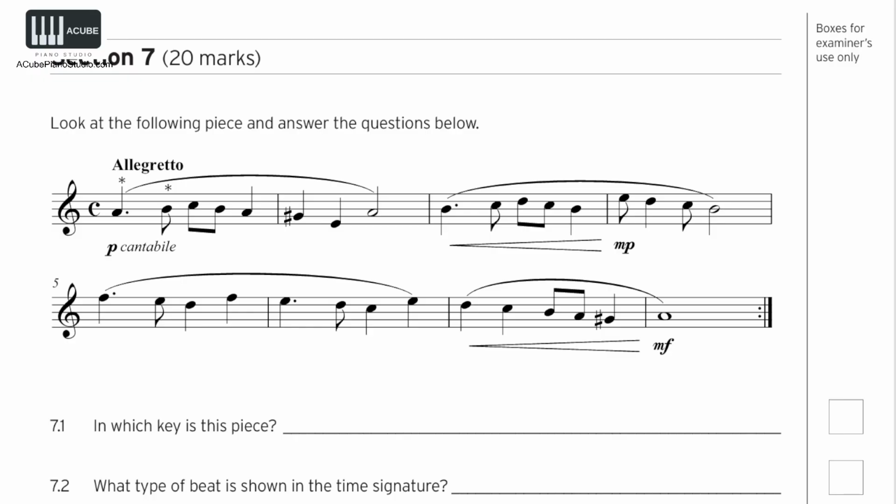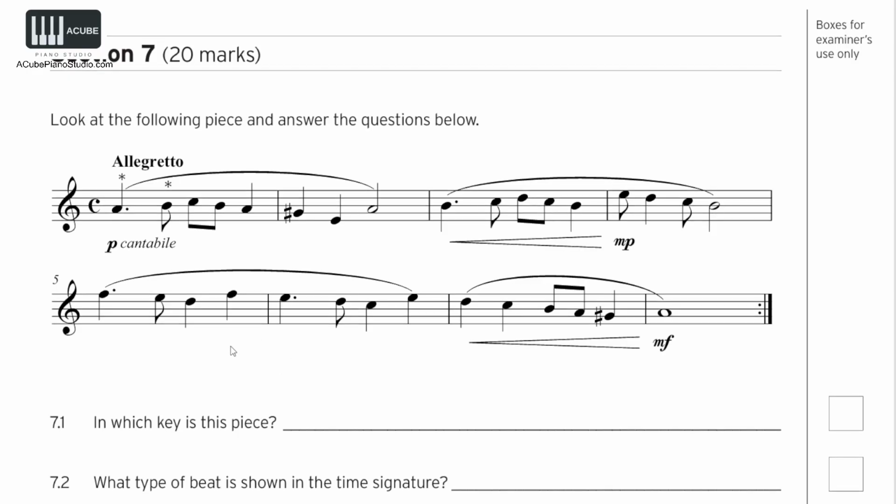Now let's move on to section 7. Section 7 is essentially music in context type of questions. You're given a short extract of music and asked questions related to what you have learned, like rhythm, pitch, and so on.